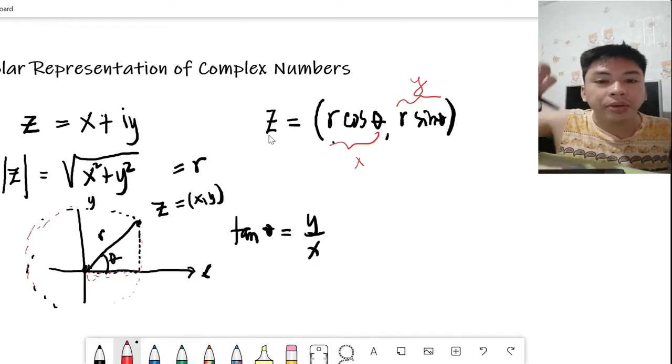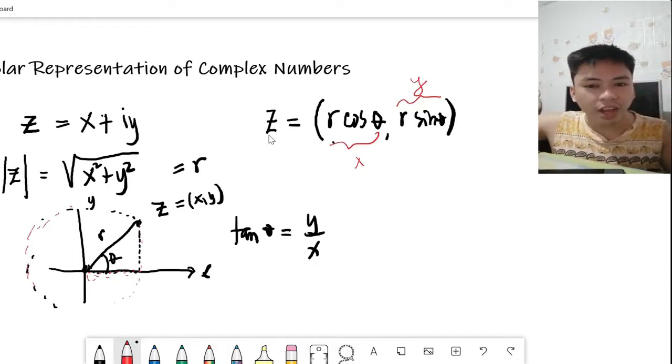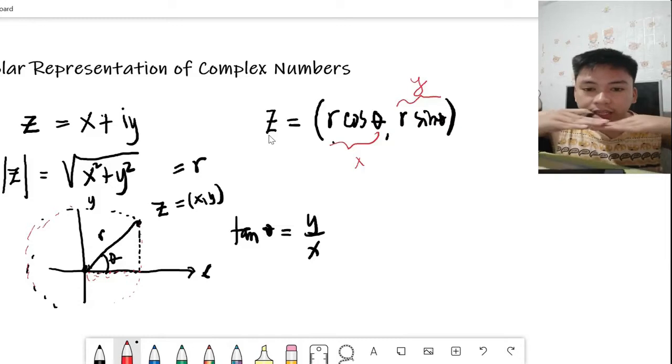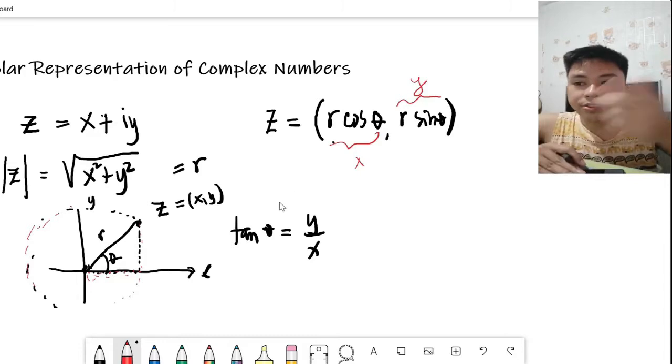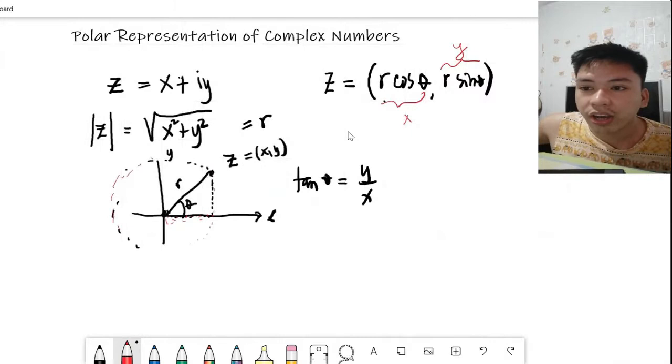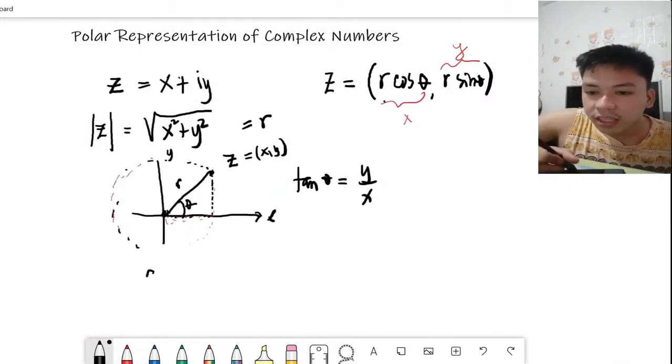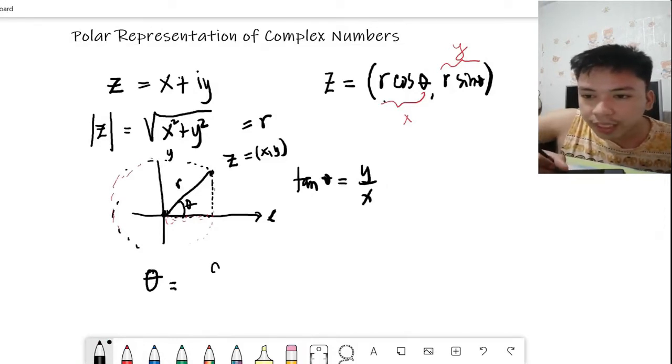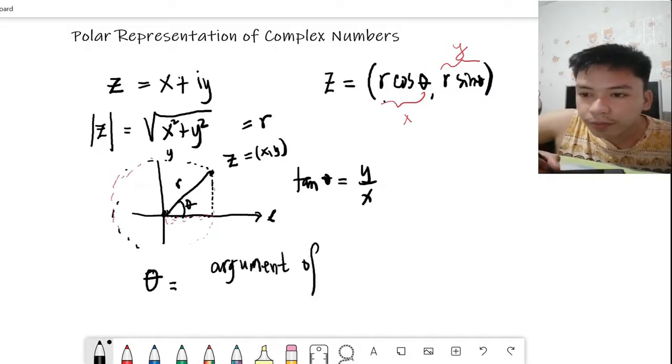So remember in trigonometry that we have this theta for a certain triangle, so we can get the value of this side by getting the cosine multiplied by the hypotenuse. It's something like that. Okay, so that is now our polar representation of the complex number z. Now, since we have gotten the value of theta here, our theta will now be our argument of z.